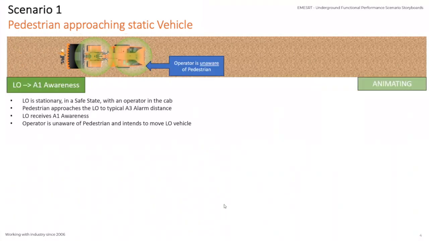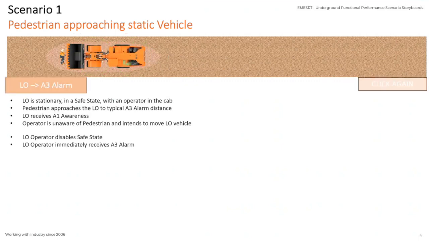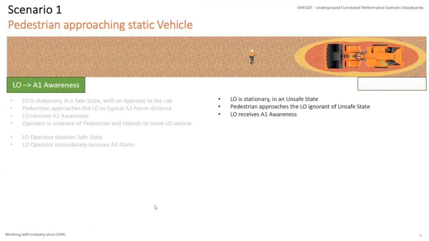That's really important to understand in this particular example. So as that pedestrian's approaching, let's just assume that the operator is unaware that there's a pedestrian there. So we get our A1 awareness on the screen, and if the operator doesn't look at that screen or is not aware of that pedestrian and takes the machine out of safe state, so puts it in gear or takes the park brake off, immediately we get that A3 alarm, that high level alarm to indicate that there's a serious problem that needs to be addressed before any further activity occurs. So that's our first variation of a static vehicle.